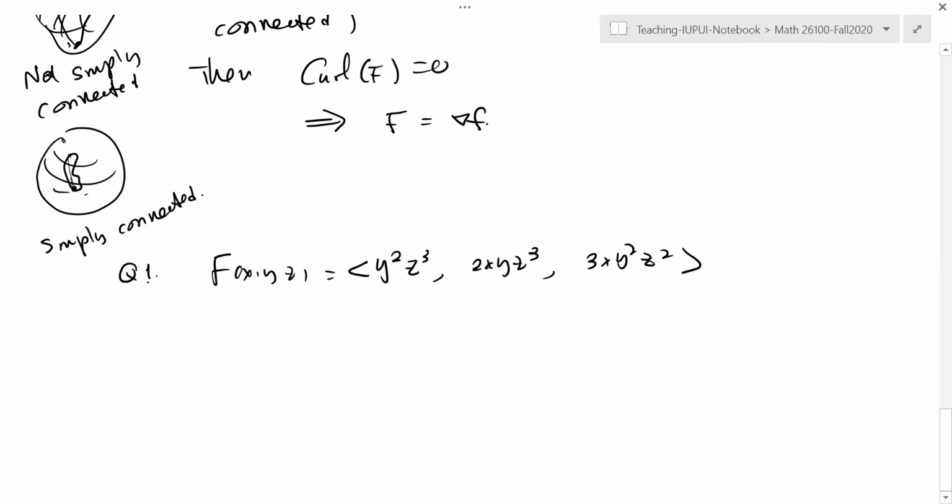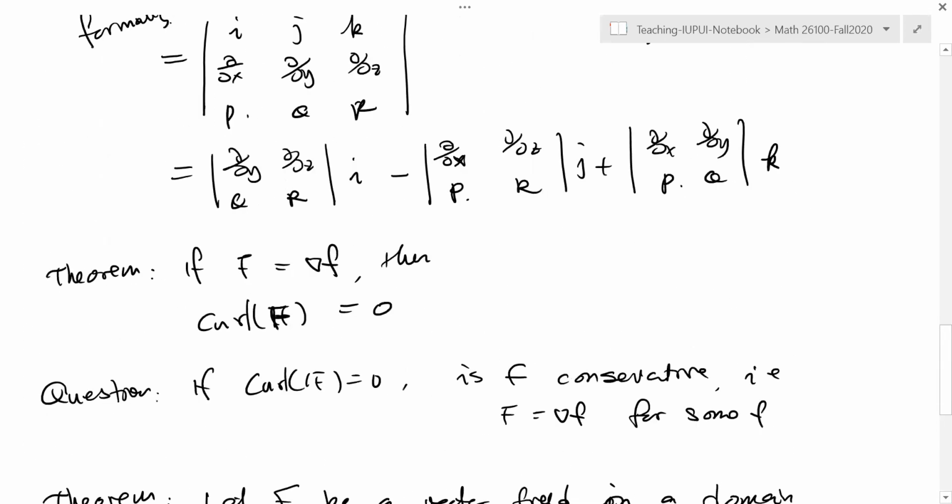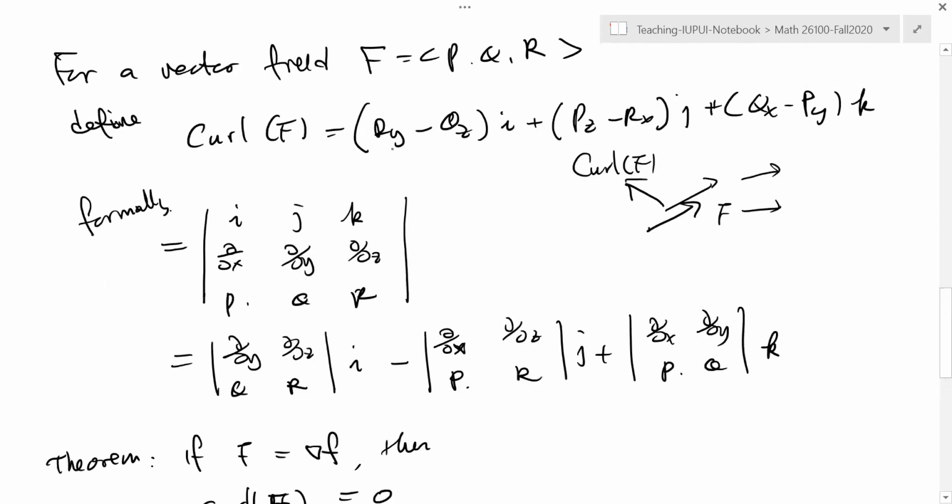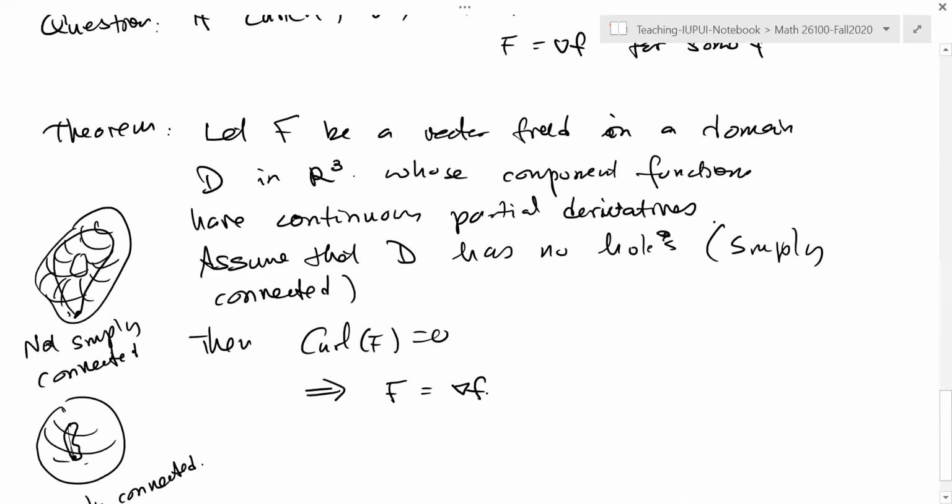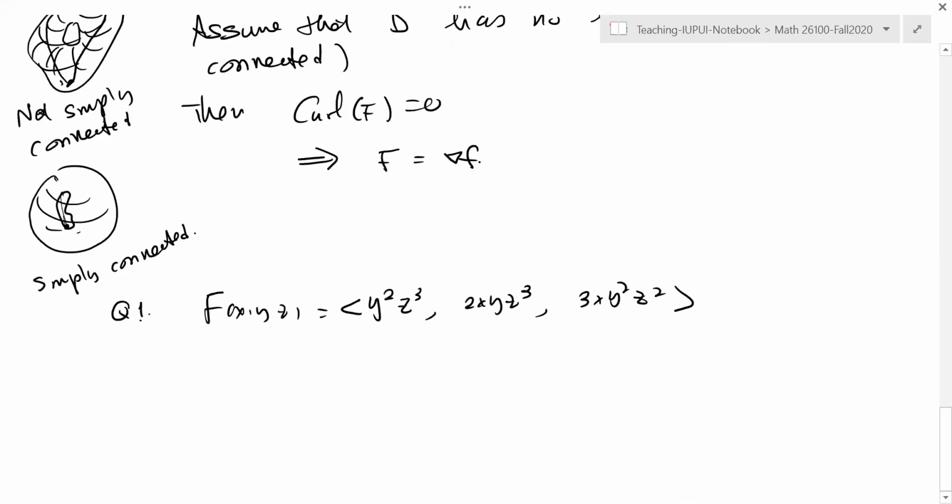Let's compute the curl. I forgot which one is P, Q. It's very hard to memorize this detailed formula, honestly. Which one first? R, Q, P, R, Q, P. That's difficult. Nobody can easily memorize all those orders with the subscripts.